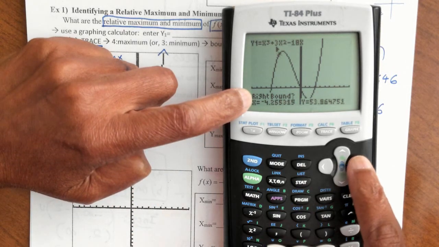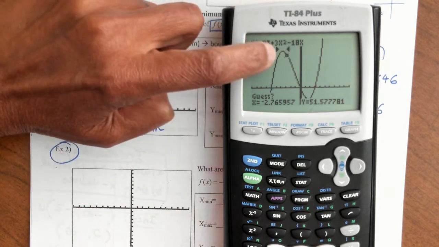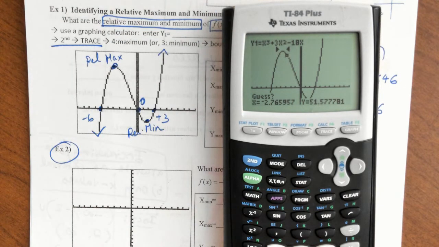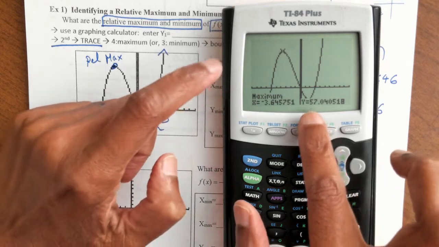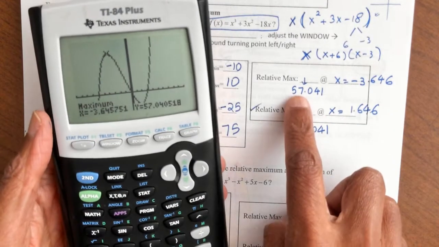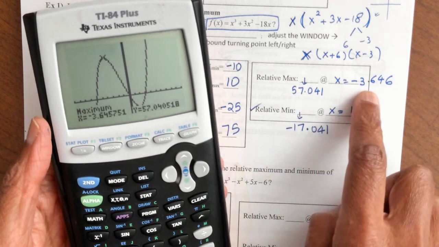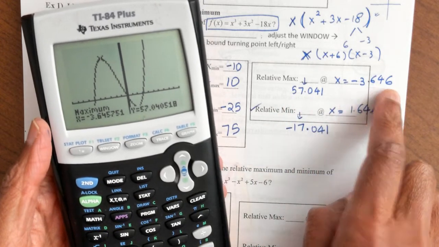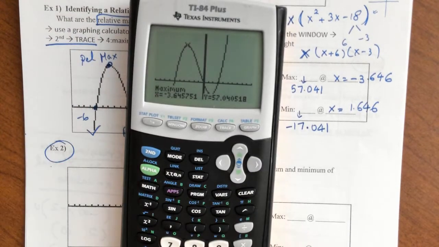Use the right arrow key. Go to the right. And press enter. You see these 2 arrows, that means it's going to give you the maximum point in that particular boundary. And guess, you don't care, just press enter, and y is 57.041, and at x equals negative 3.646. So that is what you want to do to find the maximum and minimum.